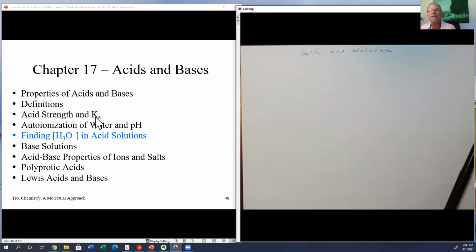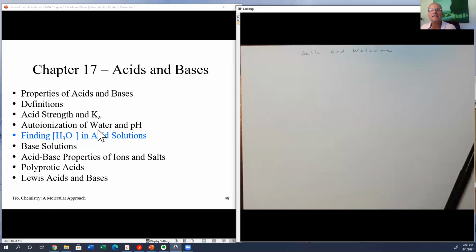That table is in your book. You may need to use that table as you work through problems on the problem set. Okay, you might have to look up those Kas. We talked about the auto-ionization of water and how water acts as an acid and base with itself, right? And we saw how that determines pH, and we saw the definition of pH, right?